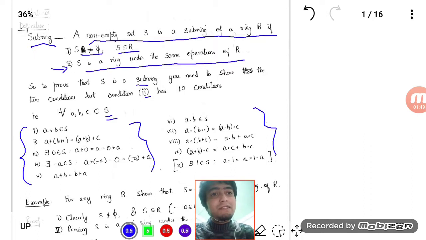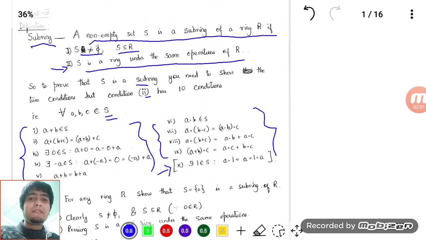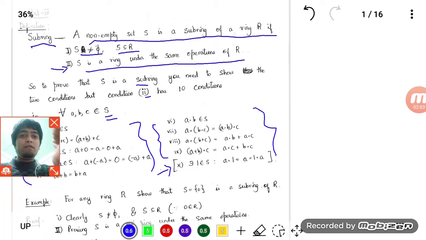For now you can forget the 10th condition. In the modern definition it is there, but for this course it is best if you prove only up to number 9. You will see why.